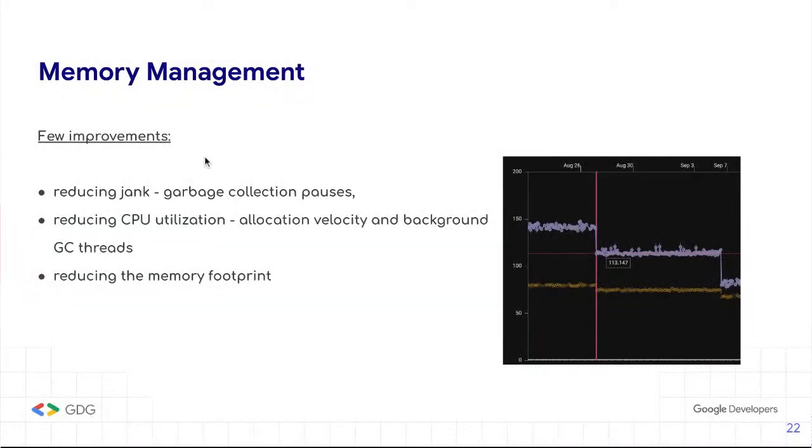Also, in terms of memory management, there were some improvements. For example, one of them was reducing the jank that happens because of garbage collection pauses, and also reducing the CPU utilization, and the allocation of background GC threads. So basically, the memory management has been improved.